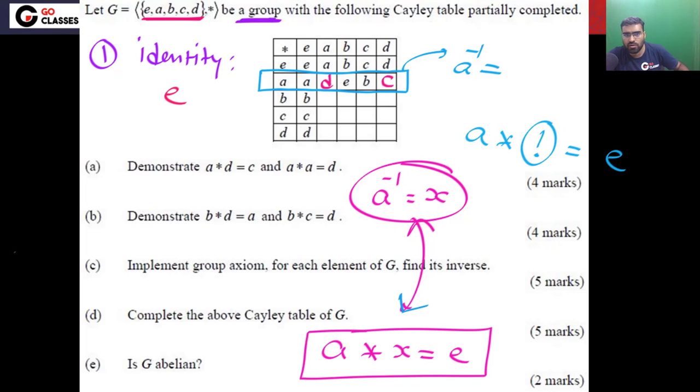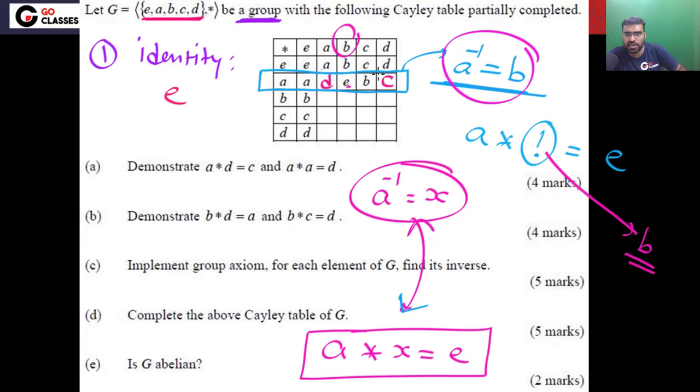Here what should I put? What should I write here such that I get the identity element? You can see this identity element I am getting if I put B here. If I put B here, then I will get the identity element. So I can say that A inverse is basically B. So I got A inverse is basically B.